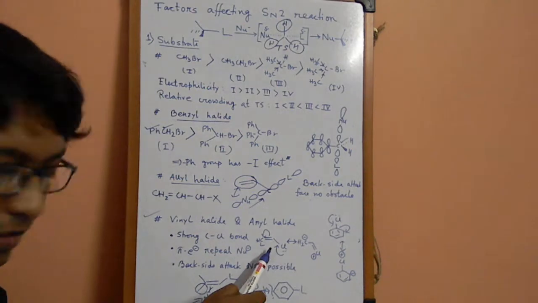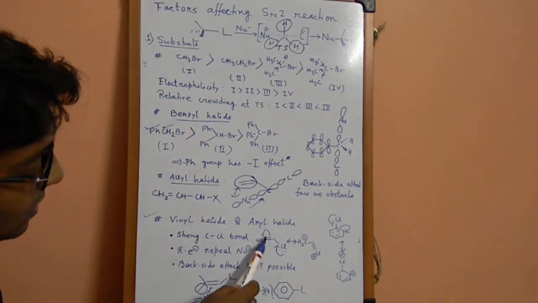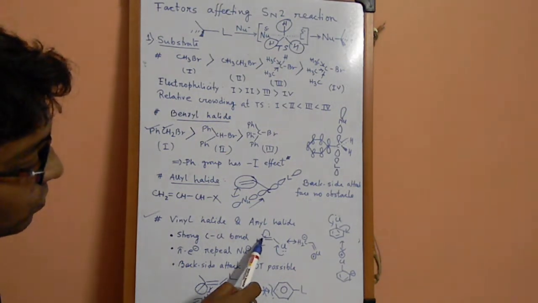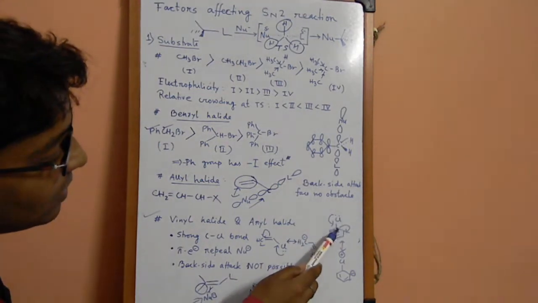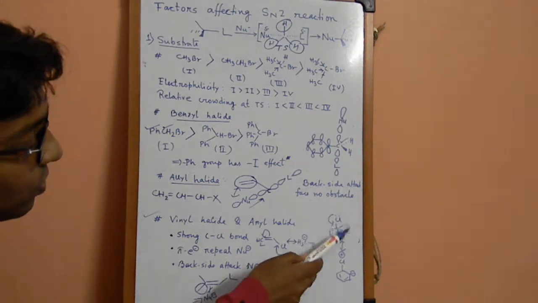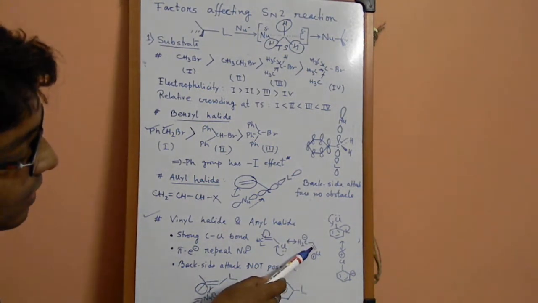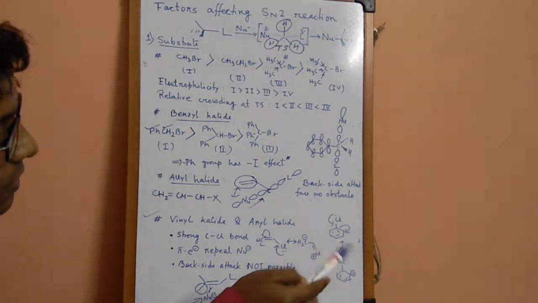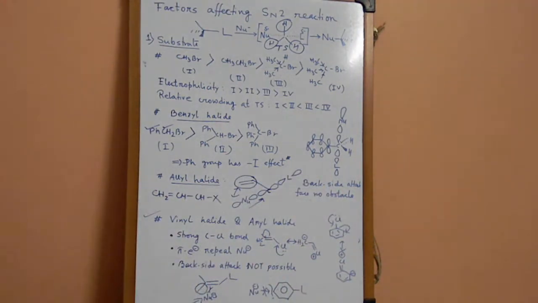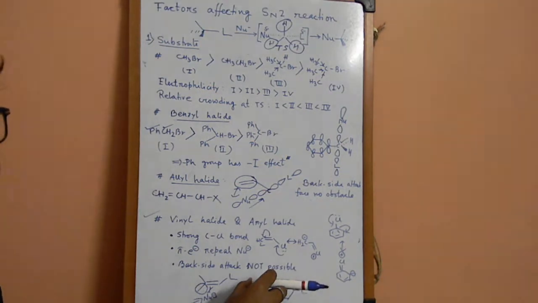Now, why is it a stronger C-Cl bond? Because Cl has a lone pair of electrons, and because it is in conjugation with the pi electrons of the CH=CH2, and also here in this benzene ring pi cloud, they will undergo some sort of resonance, which results in partial double bond character in the C-Cl bond, and here also in the C-Cl bond. So that's why it is difficult to break this C-Cl bond so easily.